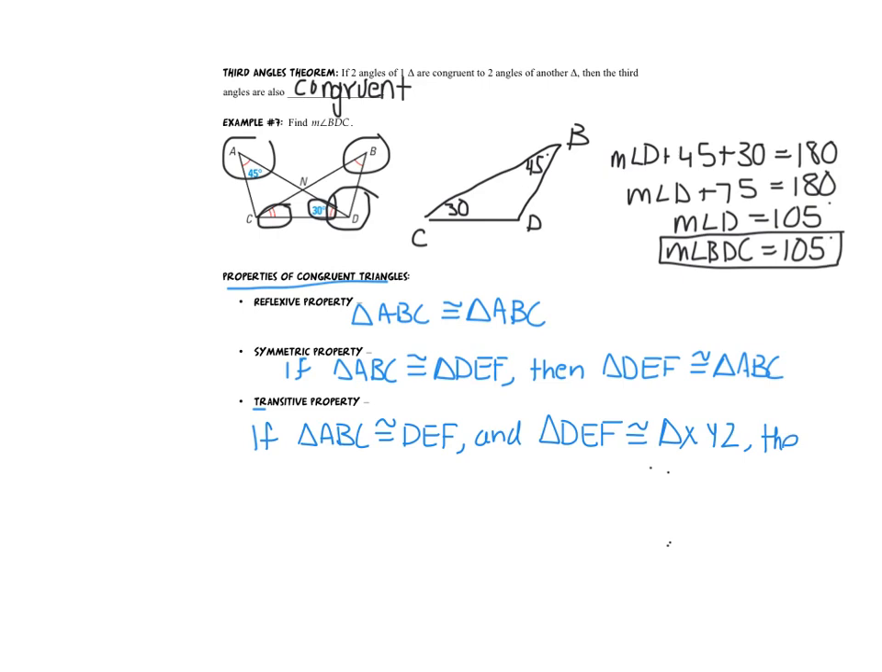Then, what this property is saying is if you have triangle ABC is congruent to DEF, and DEF is congruent to something third, you could get rid of that middle guy and say then triangle ABC is going to be congruent to triangle XYZ. Okay, so just familiarize yourselves with those property names.